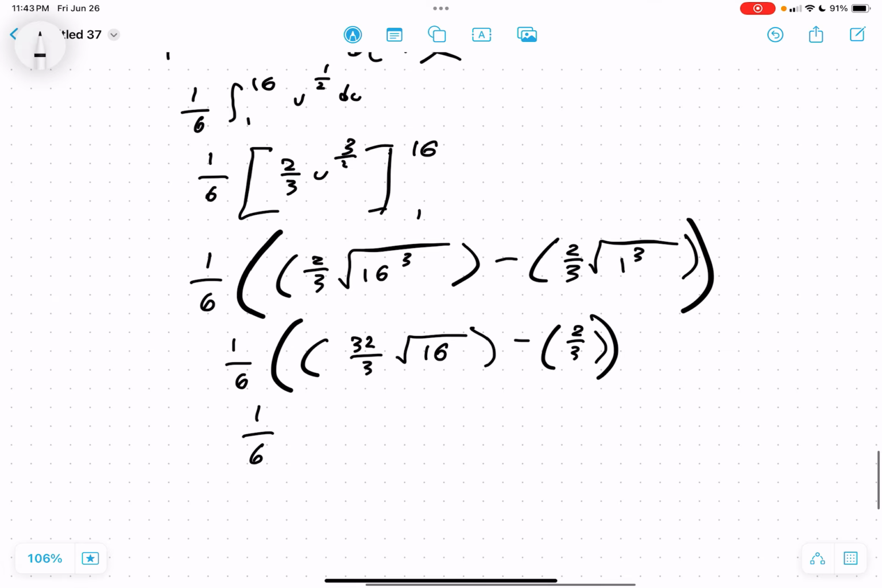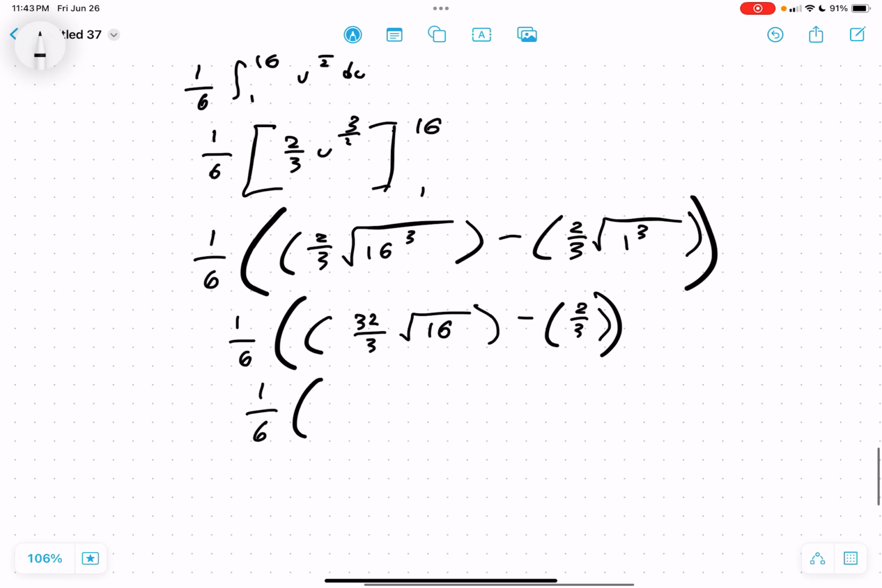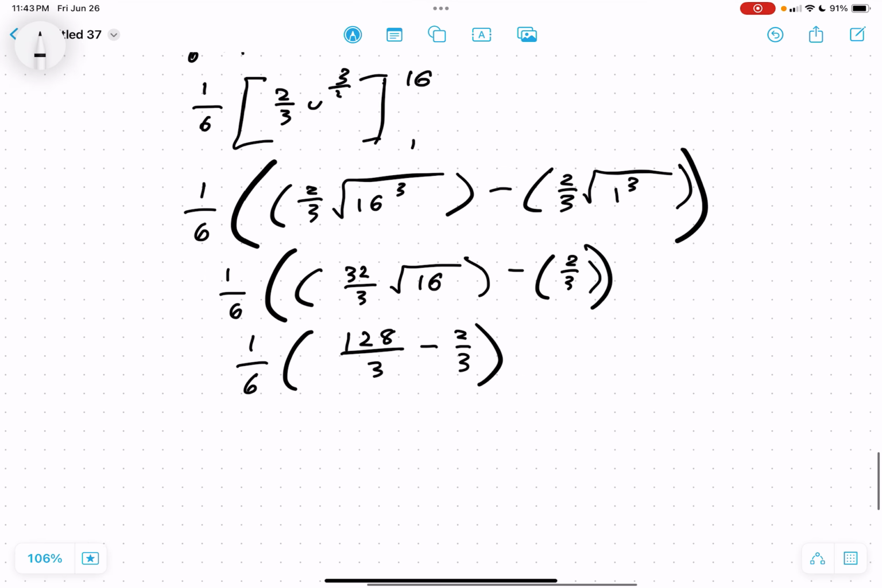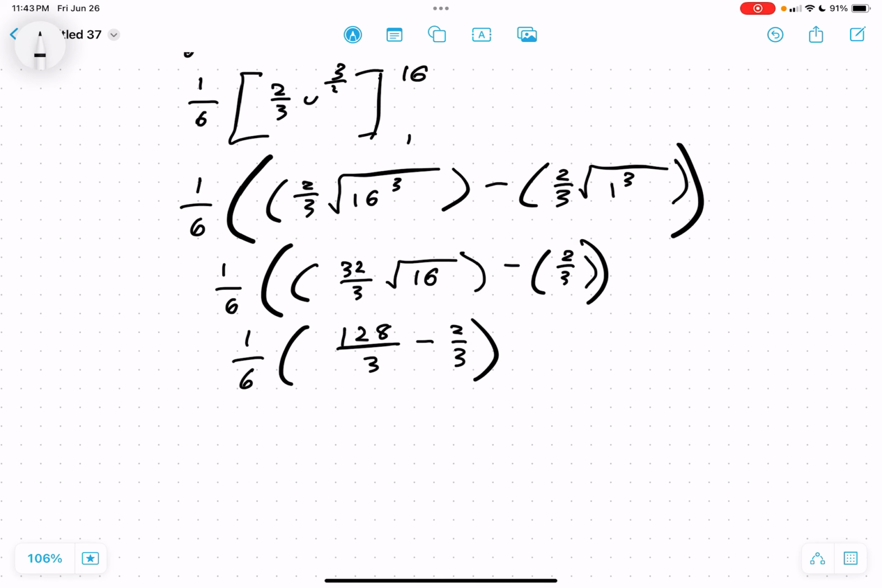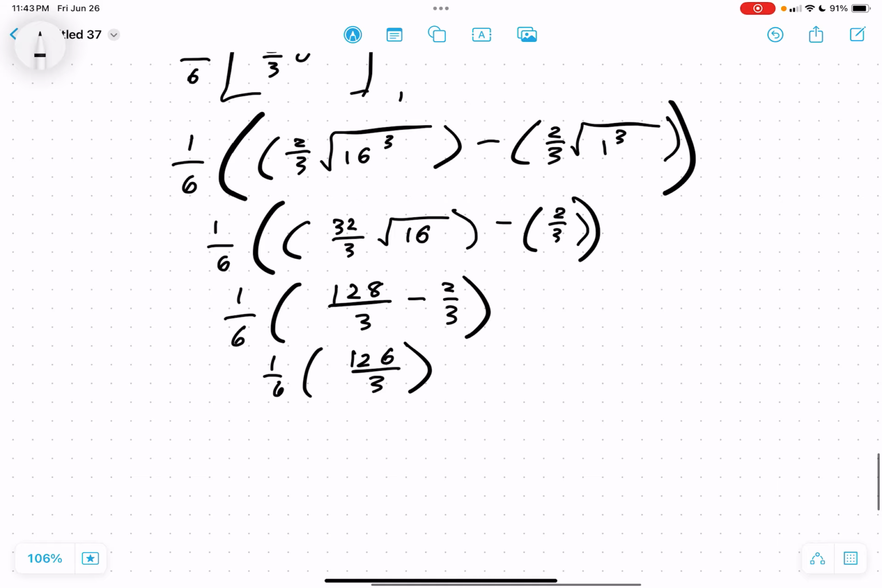And now I have 1/6 times. Now, notice we have the square root of 16. Well, that's just going to be 4. So I can say now I have 128 over 3, because 4 times 32 is 128, minus 2/3, and that is multiplied by 1/6. Now I have 1/6 times 126 over 3, and that is going to be equal to 126 over 18, which is the same thing as 7. And therefore, 7 is my answer.